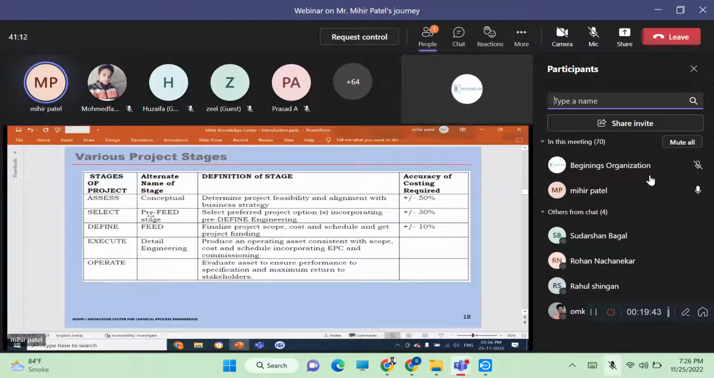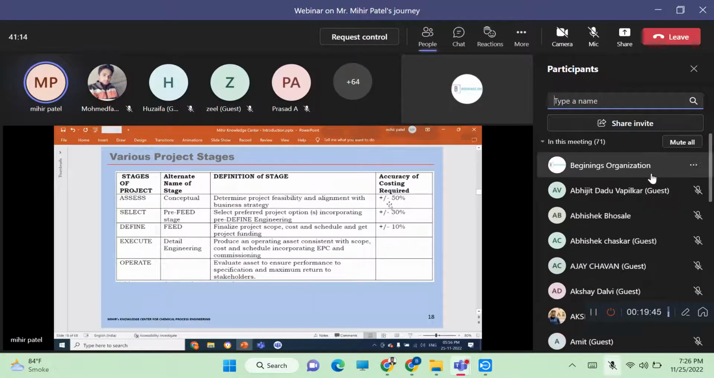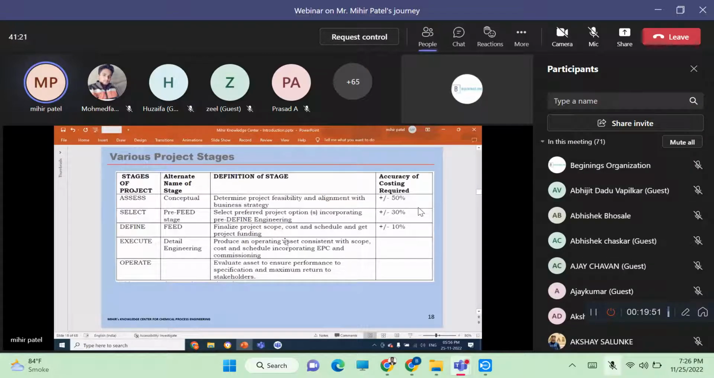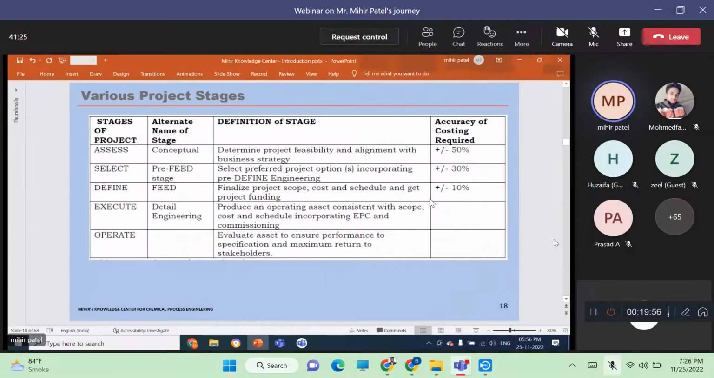Then you have a select stage, which is pre-feed. Accuracy is slightly improved here, as you can see. Feed stage, normally plus minus 10% is required. That means you do a lot of engineering, including all other disciplines also, not only process. All disciplines have to do the engineering so that the bill of material, MTO, what is called material takeoff, is established to a good accuracy, so that overall you get plus minus 10% accuracy.